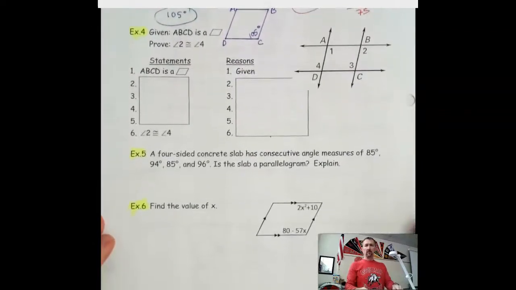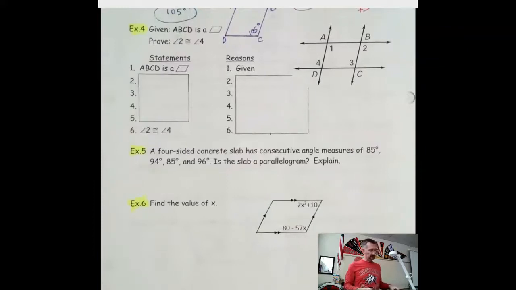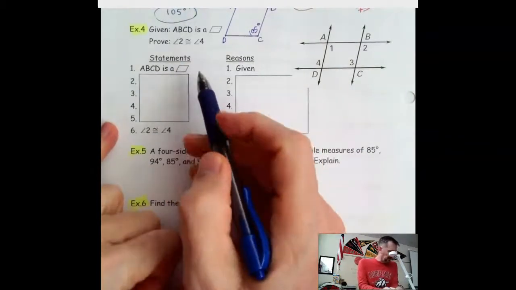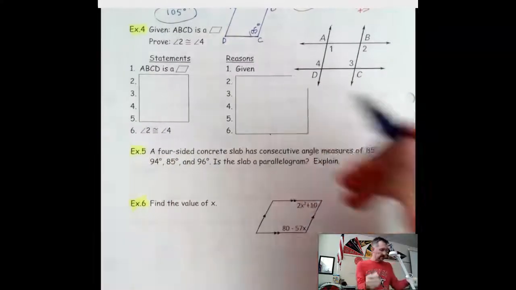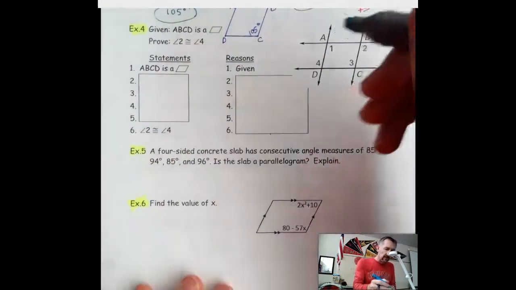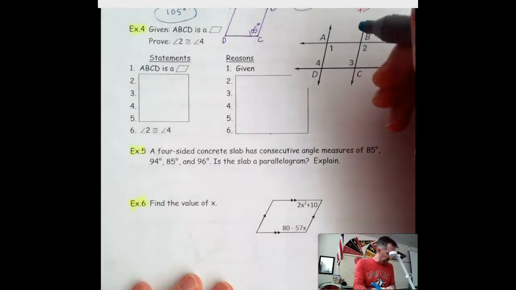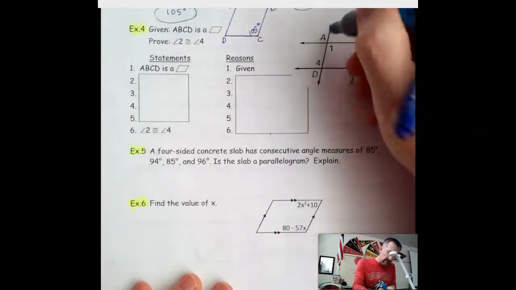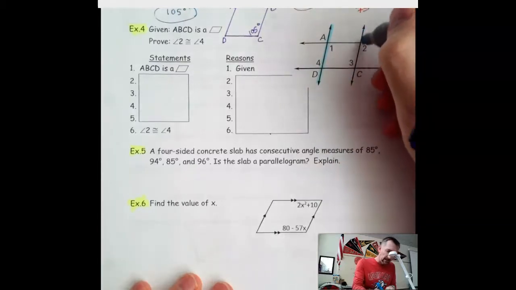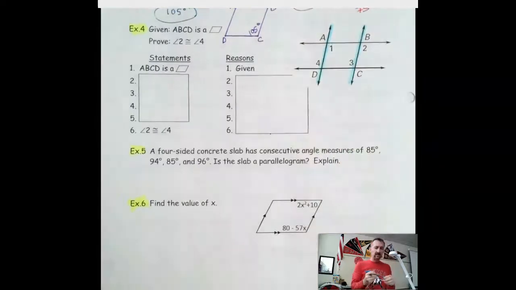Okay, we got a little proof going on here. The stuff has mostly been filled in for you. So if we know that that's a parallelogram, then that tells us some stuff right off the bat. So ABCD is a parallelogram. That means that AD and BC, opposite sides, are parallel.